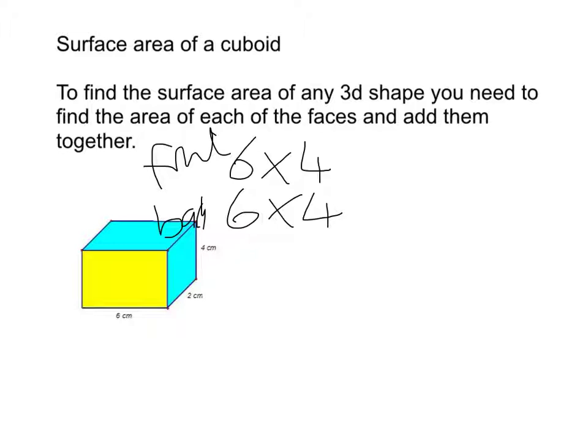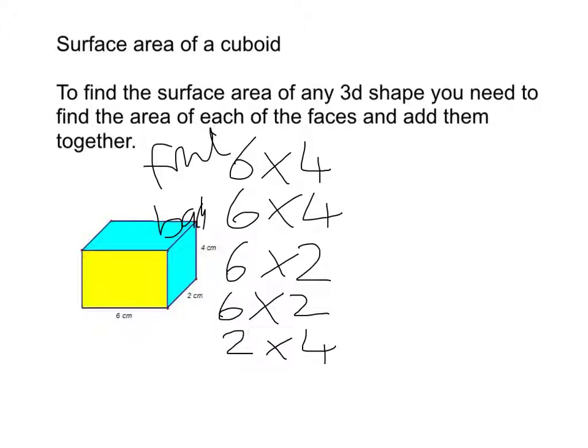If we look at the bottom, if we imagine the rectangle at the bottom, we can see that that would be 6 times 2. Okay, so that would be the bottom rectangle, and the top one would be the same, 6 times 2. We can then see the right hand side rectangle is 2 times 4, and so the left hand side rectangle would also be 2 times 4. And then we need to add these together.